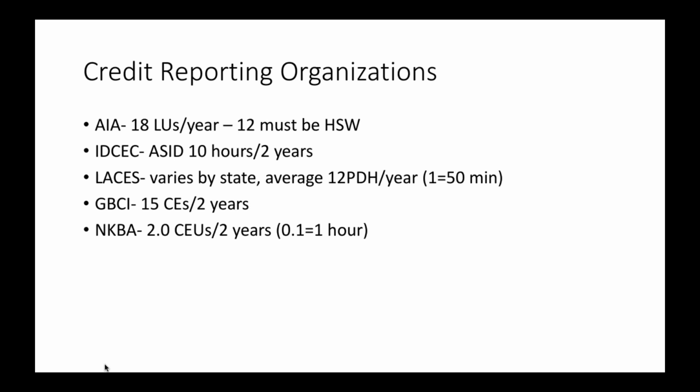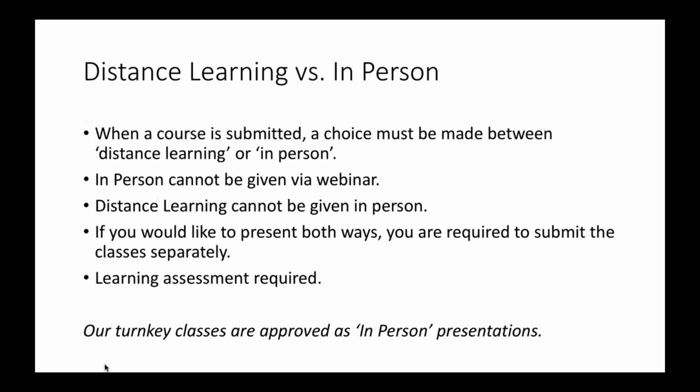Each organization has their own requirements for how many credits their members need to obtain each year or every 2 years, and we have some examples of those requirements up on the screen. The AIA requires 18 credit hours, 12 of which must have the HSW designation, and we'll talk more about what that HSW designation means later on. We also have ASID as an example. For the ASID, they require 10 credit hours every 2 years. LACES, this varies quite a bit by the state that they live in. They average a need of 12 credit hours per year. And actually, they track 1 credit hour as 50 minutes, so it's less than an actual hour. GBCI requires 15 hours over 2 years, and NKBA requires 2 CEUs over the course of 2 years, but 2 CEUs is actually 20 hours because 0.1 is 1 hour.